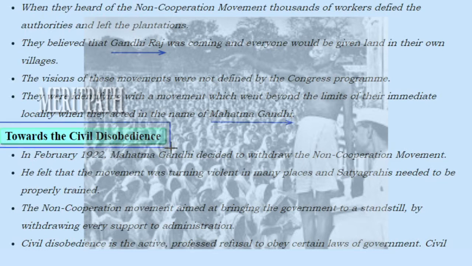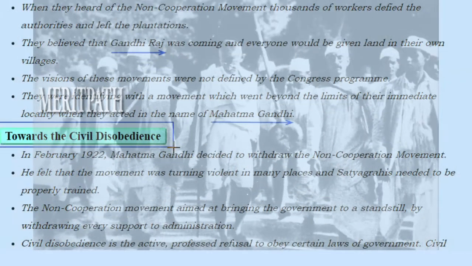Towards the civil disobedience. In February 1922, Mahatma Gandhi decided to withdraw the non-cooperation movement. He felt that the movement was turning violent in many places and Satyagrahis needed to be properly trained.